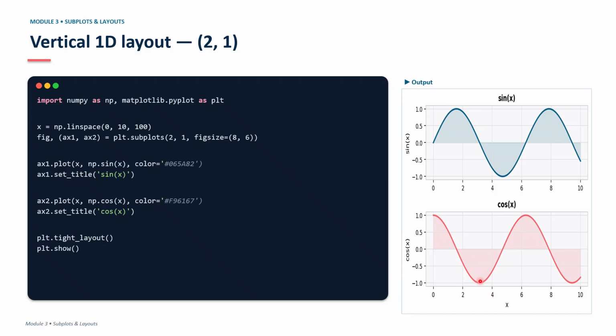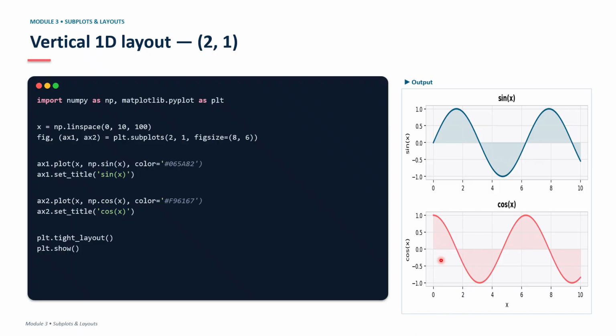And plt.tight underscore layout, as I have mentioned earlier, is called at the end to prevent the bottom of axis 1 from colliding with the title of axis 2. So you can look at the output here, the sine wave is on the top and the cos wave is below. Both have been filled with a transparent wash of their respective color. We have written fill underscore between with an alpha value of 0.15.